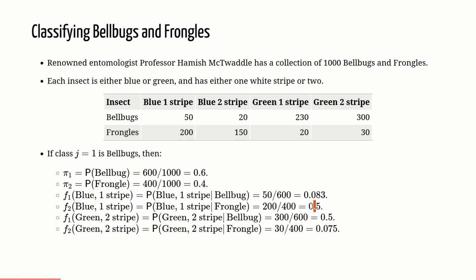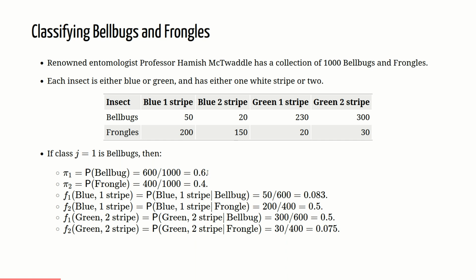Right, so you get a much higher probability of being a blue 1 stripe if you're a frongle compared to whether you're a bellbug. So you might think, looking at these two numbers, that if you saw a blue 1 stripe, it's more likely to be a frongle, right? Because this number here is way bigger than this number here. And that's correct, but only after we take into account the prior probability of observing a frongle or a bellbug.